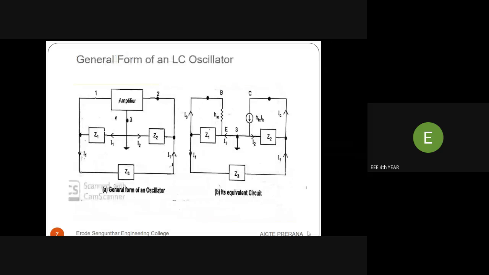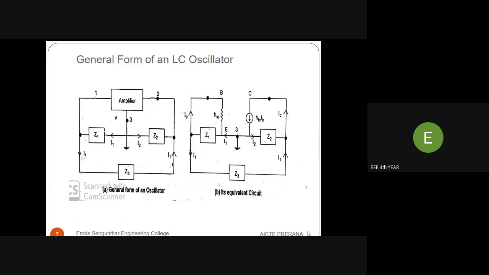Now let us see the analysis of LC oscillator. Figure shows the general form of LC oscillator and its equivalent circuit. The general form of LC oscillator circuit consists of amplifier circuit and feedback circuit. The amplifier circuit may be FET amplifier or BJT amplifier or operational amplifier.